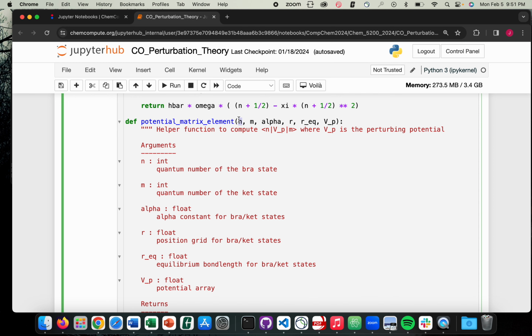You're going to give it a few different arguments. You give it the quantum number for the bra, which is n, and the quantum number for the ket, which is m. You also need to give it alpha and r and REQ. These are the things necessary to evaluate the functions on the bra and the ket, these first 5 arguments. And then V underscore P is the perturbing potential. That's the operator that you're going to use in the bracket.